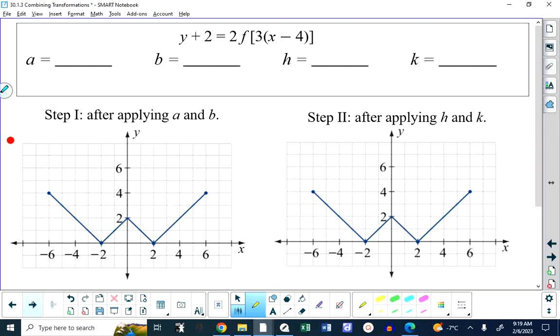And I don't think I did it, but I might have just done it. Sometimes I will say A, B, C, and D. And that's because when we get to trigonometry, we don't use h and k, we use c and d. It's the exact same thing. Okay?